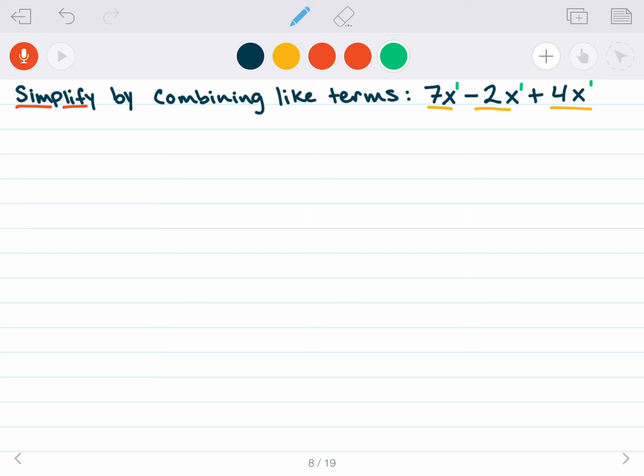Think of these as apples. 7 apples minus 2 apples plus 4 apples. How many apples do we have? Well, 7 minus 2 is going to be 5 apples. Of course, I'm writing x instead of apples because that's our variable here. Plus 4x. So 7 minus 2 is 5 x's plus 4x. So 5 of something and 4 of something makes 9 of something. And that's our fully simplified answer there. That's how we can combine like terms.